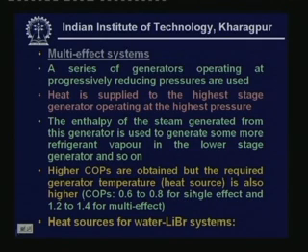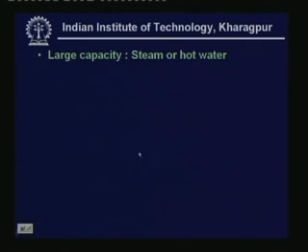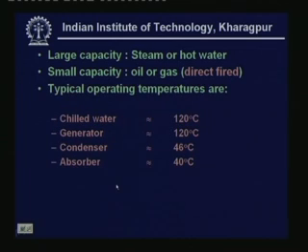Now let us look at typical heat sources for water lithium bromide systems. Large capacity systems use steam or hot water, and small capacity systems use oil or gas. Small capacity systems are directly fired systems, that means you directly send hot oil or hot exhaust gases. Let me give again typical operating temperatures for a single stage system.